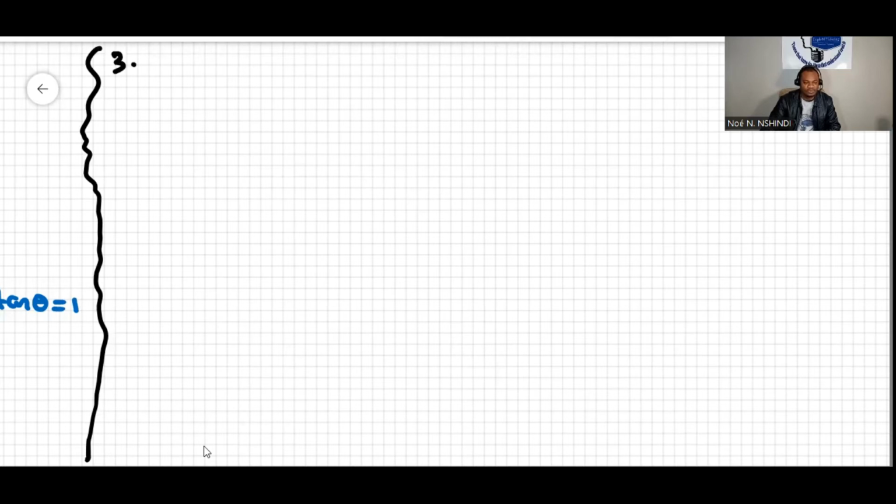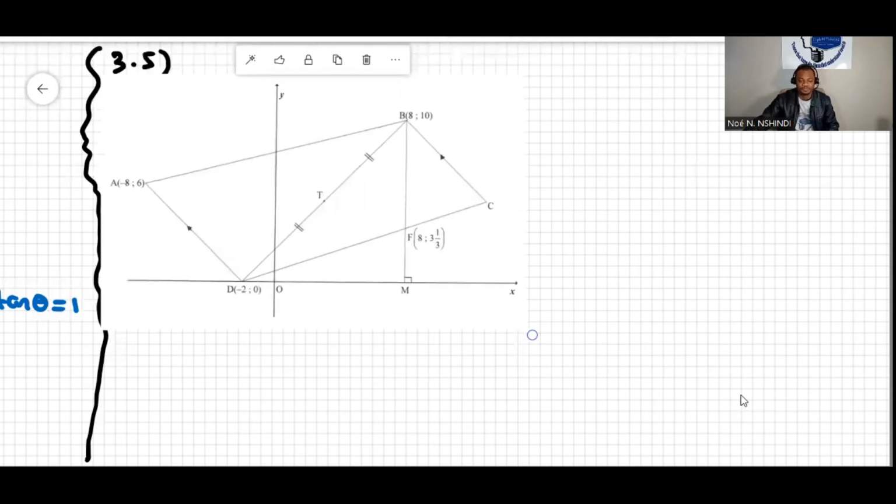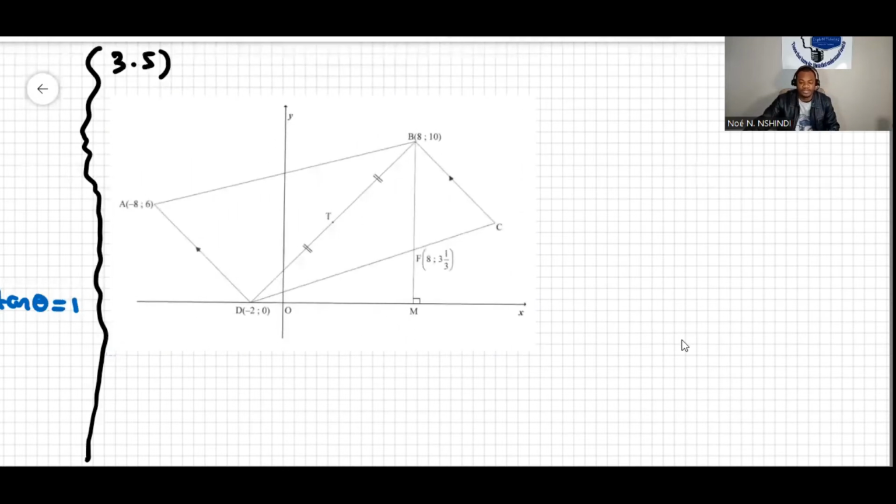Question 3.5. I'm going to post a diagram here, and then question 3.5. So when they say that TC is symmetrical to BM, it means that they're also equidistant.